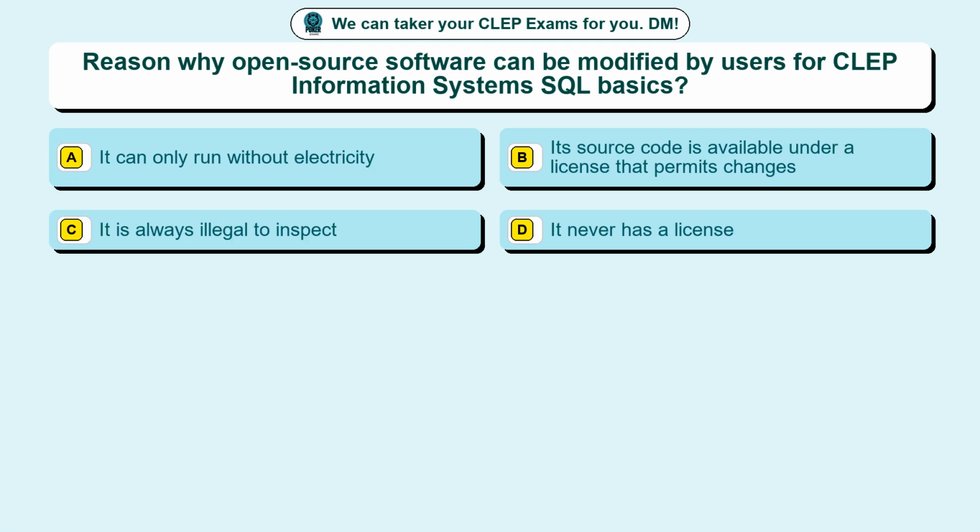Question 93. Reason why open source software can be modified by users for CLEP Information Systems SQL Basics. Option A. It can only run without electricity. Option B.